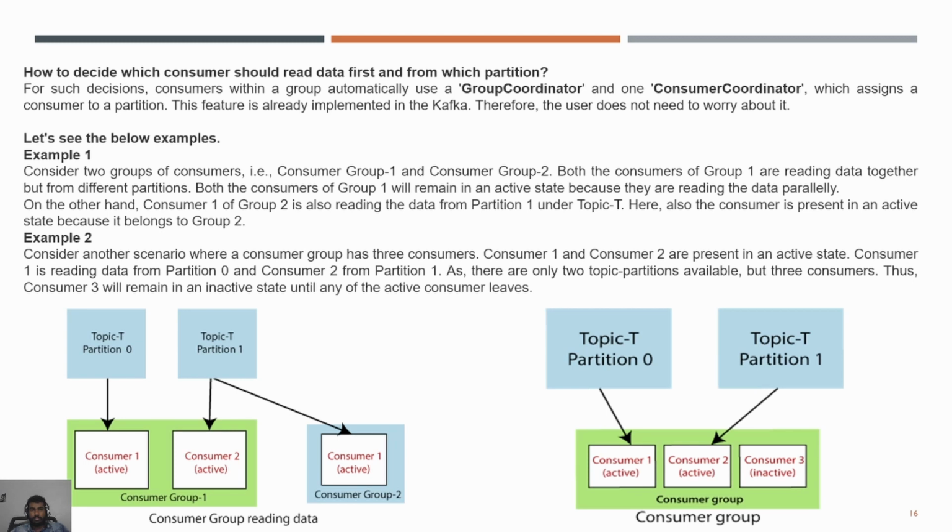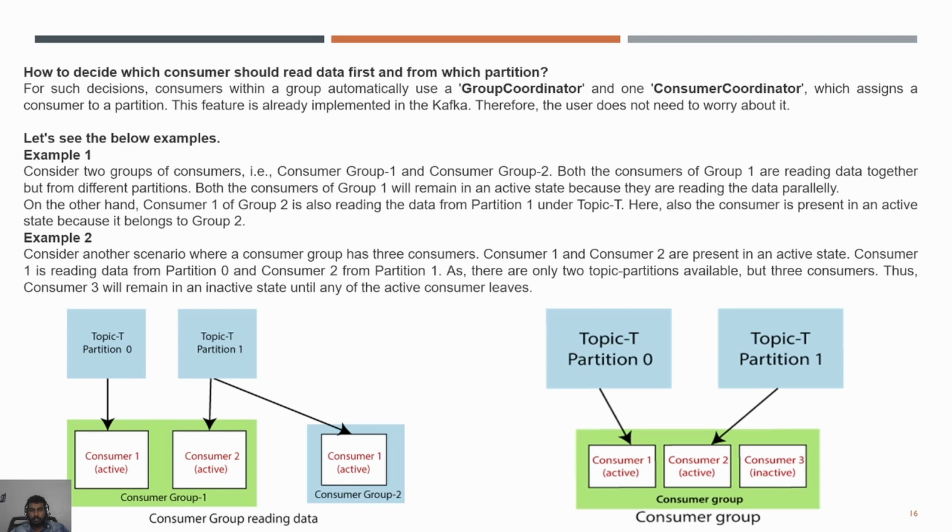Example 1. Consider two groups of consumers, i.e., Consumer Group 1 and Consumer Group 2. Both the consumers of Group 1 are reading data together but from different partitions. Both the consumers of Group 1 will remain in an active state because they are reading the data in parallel. On the other hand, Consumer 1 of Group 2 is also reading the data from partition 1 under topic T. Here, the consumer is also in an active state because it belongs to Group 2.